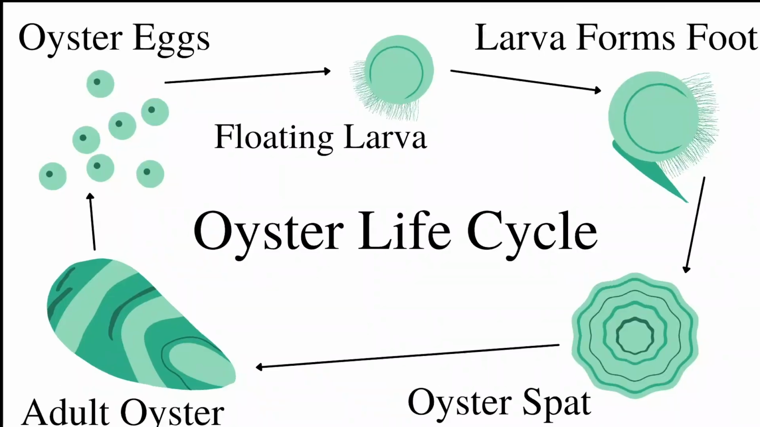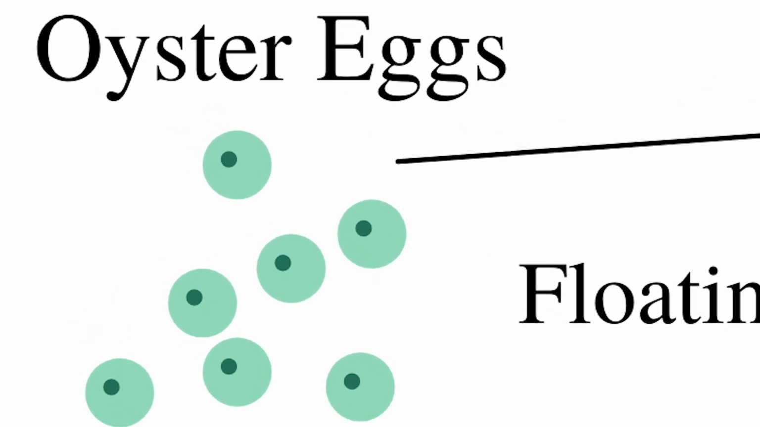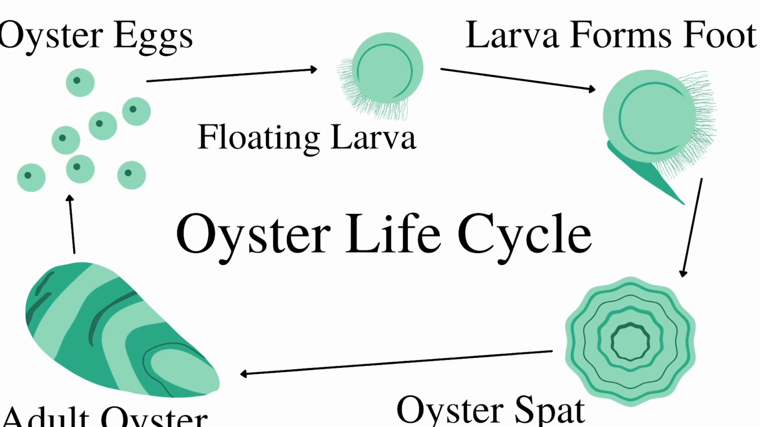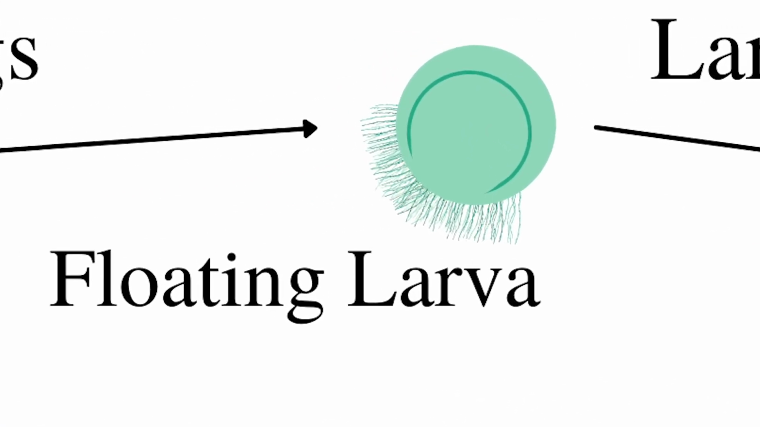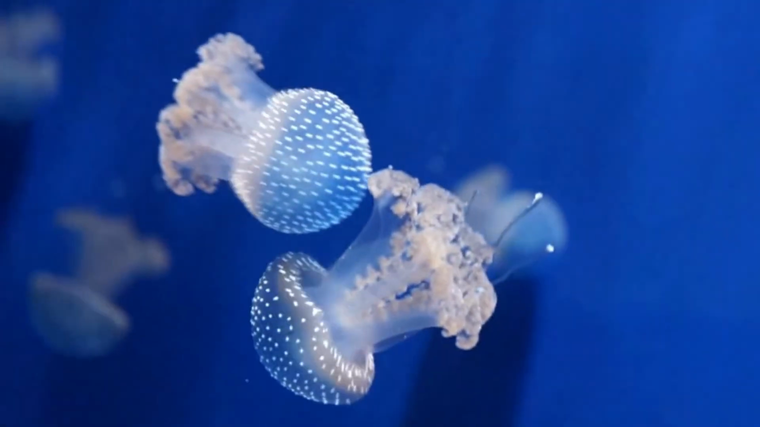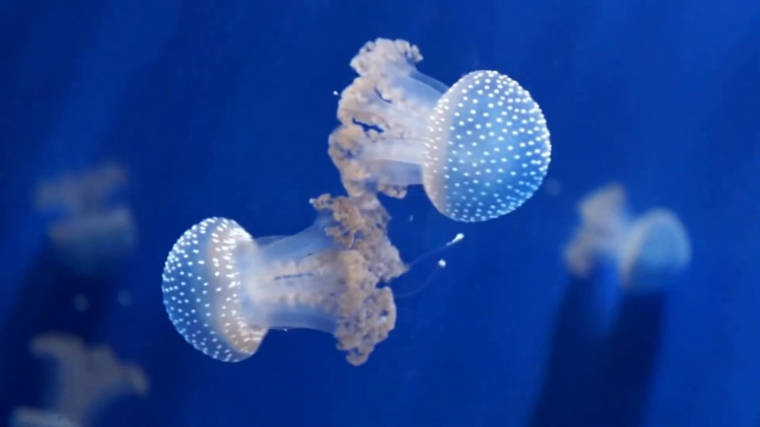Now that we know how important oysters are, let's learn about their life cycle. The cycle begins with an egg. Female oysters release the eggs into the water for fertilization. Once an egg is fertilized in the water, it develops into a larva. Oyster larvae are planktonic, which means they are free-floating. Larvae are like jellyfish because they can only go where the water takes them.